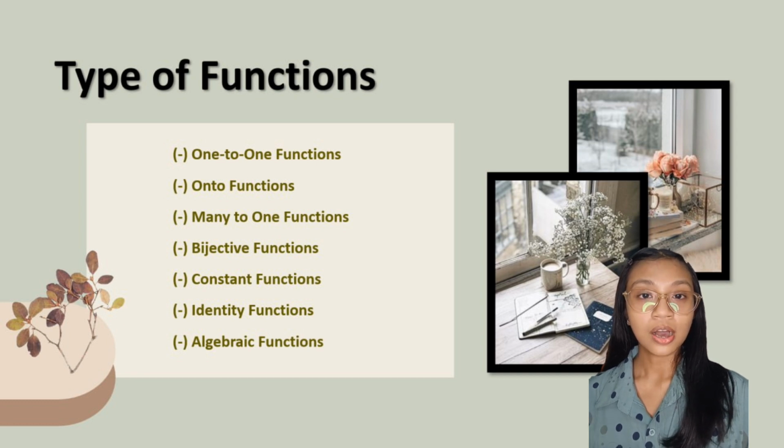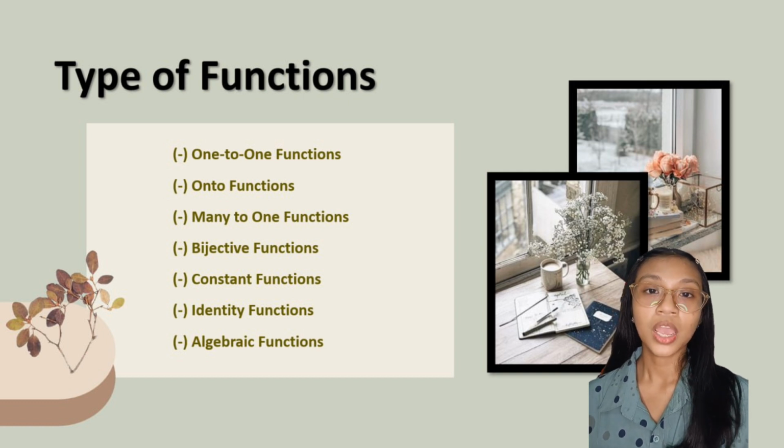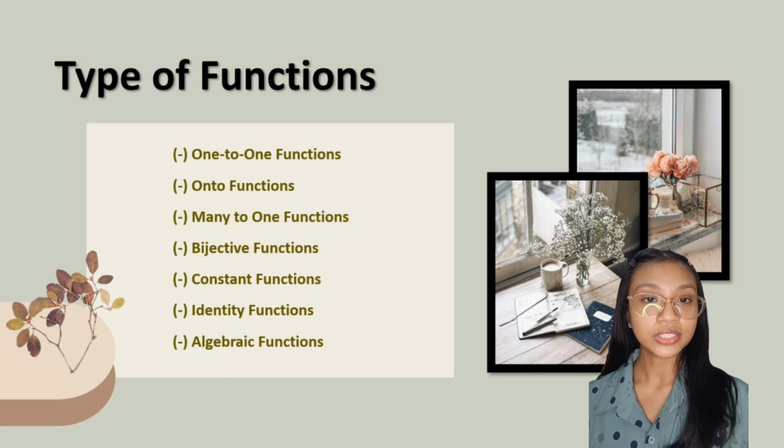3. Many-to-one function. A many-to-one function is defined by the function f: A → B such that more than one element of the set A are connected to the same element in the set B. 4. Bijective function. A function that is both one-to-one and onto is called a bijective function.